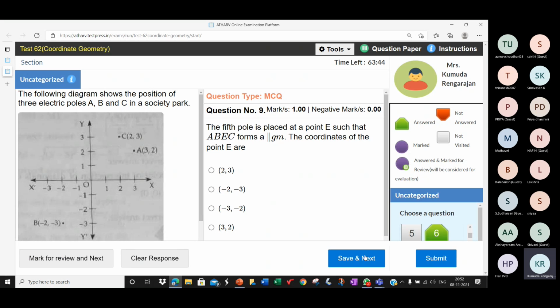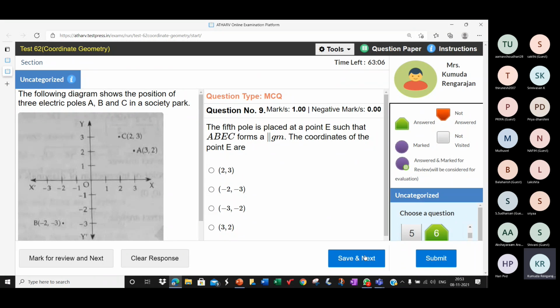2 more questions, we'll wind up today's session. The fifth pole is placed at a point E such that ABEC forms a parallelogram. The coordinates of the point E are... ABEC. So D is not in picture. Leave D. The fifth pole is placed at E such that ABEC is a parallelogram.